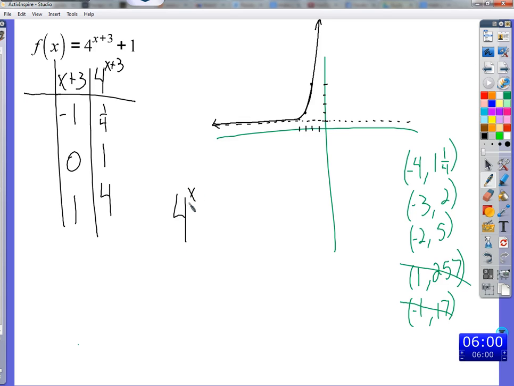So here's what we're looking at. 4 to the x plus 3. What is it that I need to put right there so that I come up with 4 to the negative 1? Negative 4. So this has to be negative 4, so this is negative 1, so that I get 4 to the negative 1. If I want it to come out to 0, x needs to be negative 3 for that to happen. And how about to get 1? Negative 2.